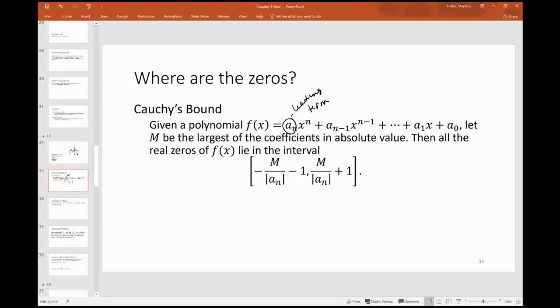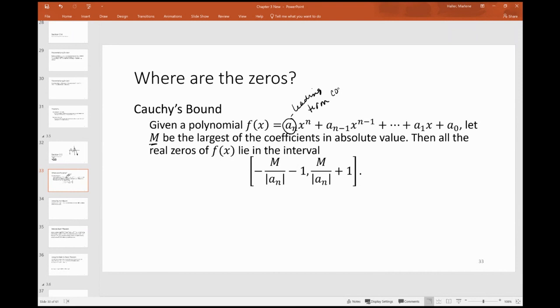All right, so if we let m be the largest coefficient in its absolute value, so we don't care about the sign on it, we just want the largest absolute value coefficient, then we can establish an interval within which all the zeros of the polynomial will lie. And that interval will be negative m, that's the absolute value of the largest coefficient, divided by the absolute value of a sub n, the coefficient of the leading term.